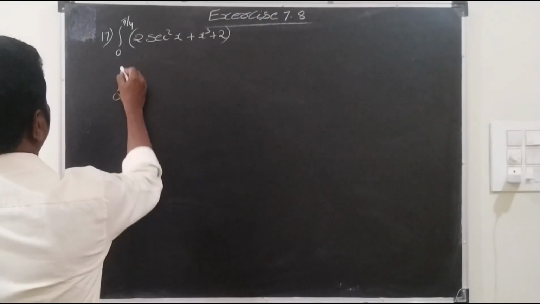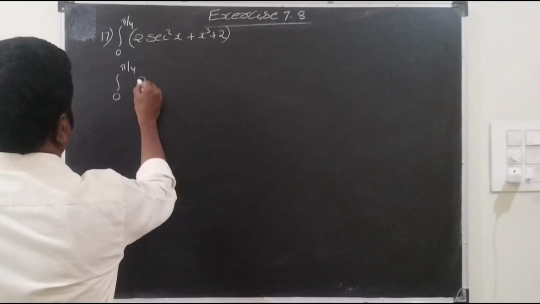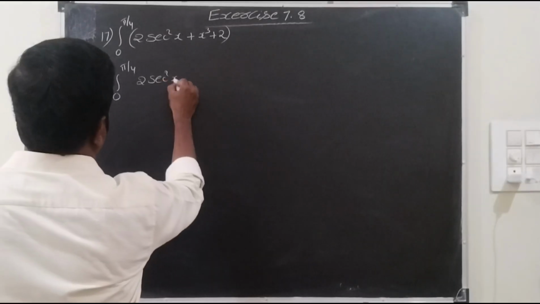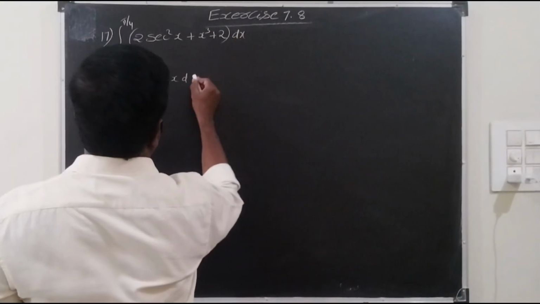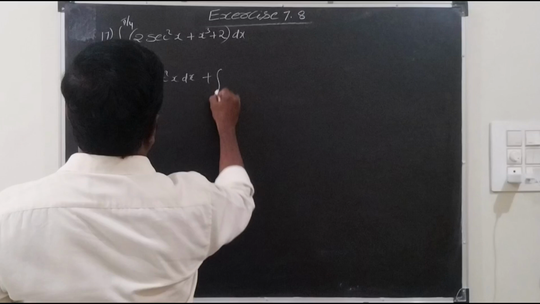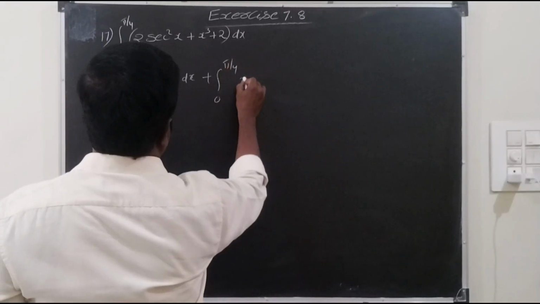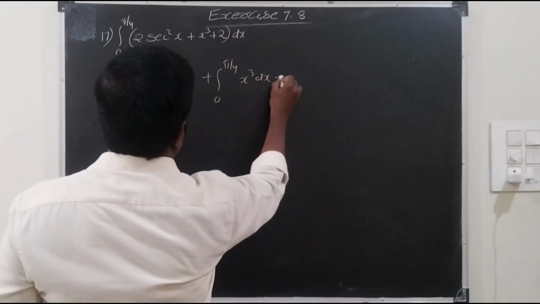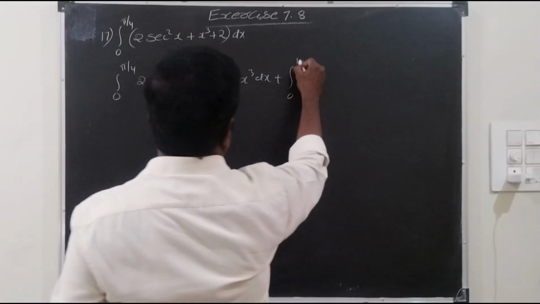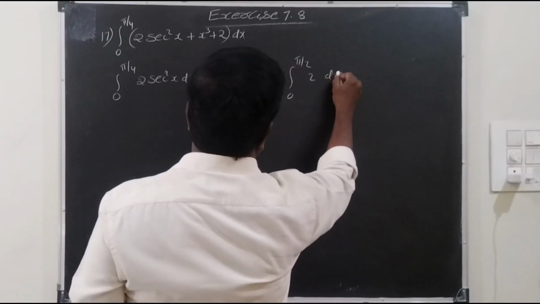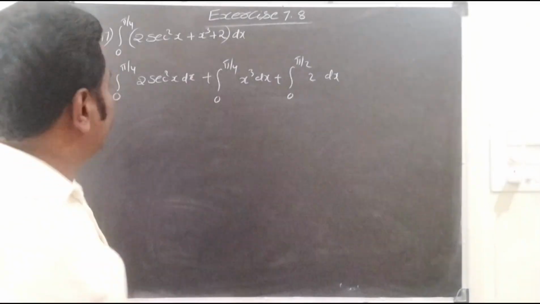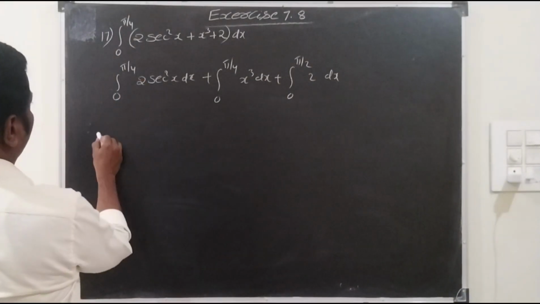That means integral from 0 to pi by 4 of 2 secant square x dx, plus integral from 0 to pi by 4 of x cube dx, plus integral from 0 to pi by 4 of 2 dx. Integral separated for each term. Now the two constants, keep outside.